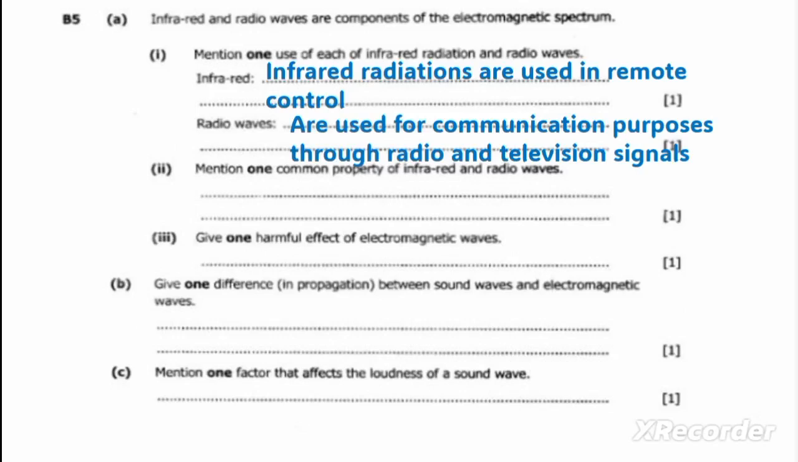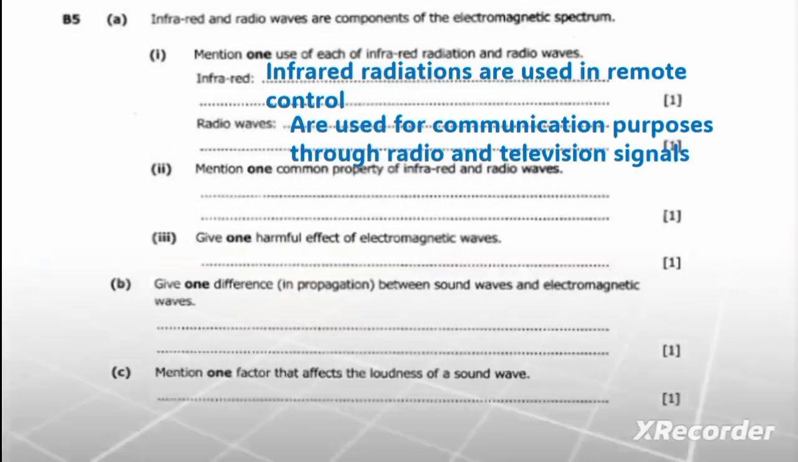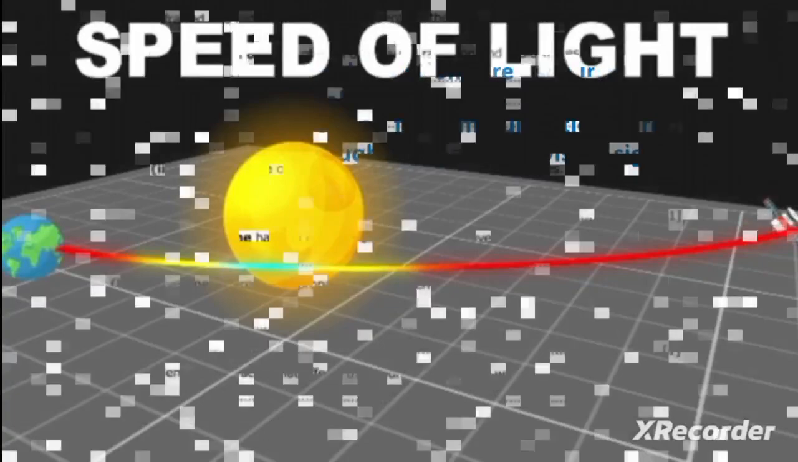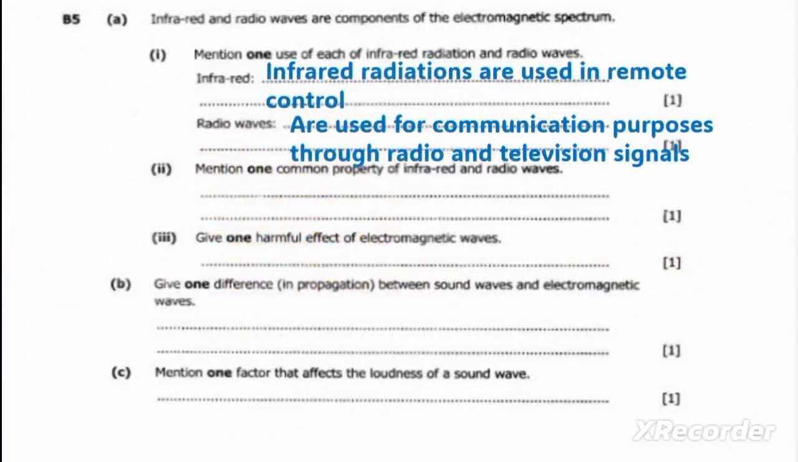Or we can say the members of the electromagnetic spectrum, they are light waves in nature. And we know that, okay, so we are just going to say they all travel at the speed of light.